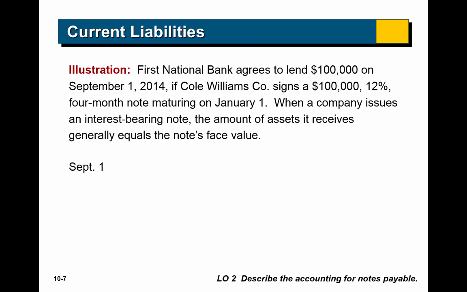So here's an example of one. First National Bank agrees to lend $100,000 on September 1st if Cole Williams signs a $100,000 12% 4-month note maturing on January 1st. When the company issues an interest-bearing note, the amount of the assets it receives generally equals the note's face value. So the transaction that will occur, from the company's perspective, is our cash will increase or be debited $100,000, and our note payable will increase or be credited $100,000.